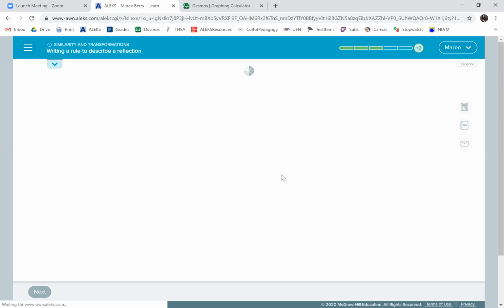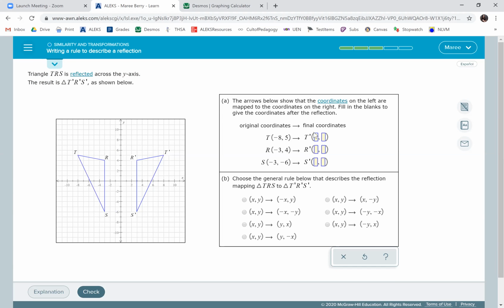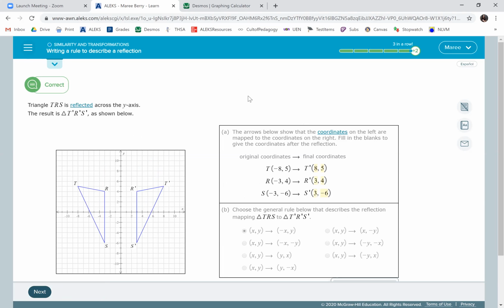And we'll do one more just for kicks and giggles. T prime is 8, 5. So I can now guess that X is going to go negative. I bet R prime is 3, 4. Yes, it is. And then S prime, I bet, is 3, -6. This reminds me of the one that was in our example where X went to -X and Y stayed the same. So it would be this first one, just like in the example. Okay, that's the end of the lesson.